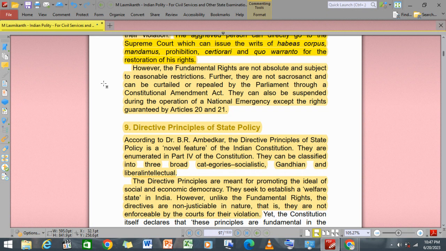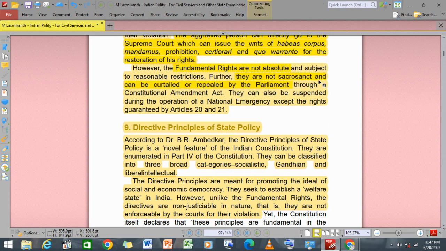However, the fundamental rights are not absolute. Earlier we had the right to property as well, right? Article 31, but it was later removed by one of the constitutional amendments in 1978, right? They are subject to reasonable restrictions, they are not sacrosanct, and can be curtailed or repealed by Parliament through a constitutional amendment act.